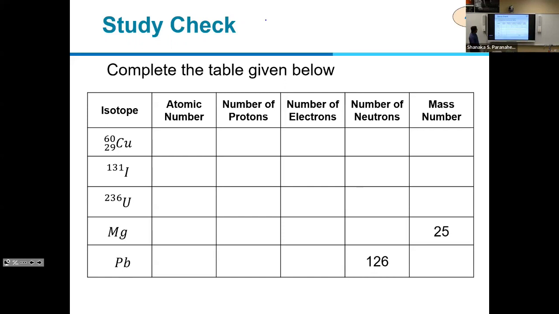Okay, so next one, complete the given table. So this is the same thing. Now we use copper. Copper-60, atomic number is 29, number of protons is 29, number of electrons is 29. So the number of neutrons is 60 minus 29, 31. Mass number is 60.